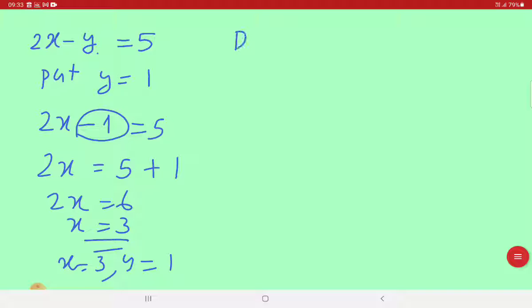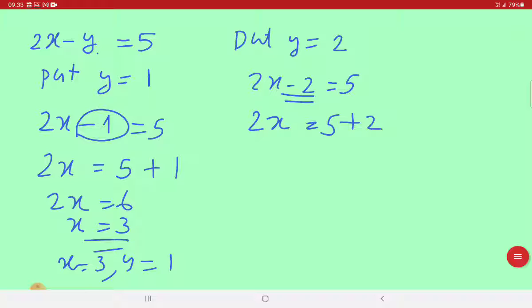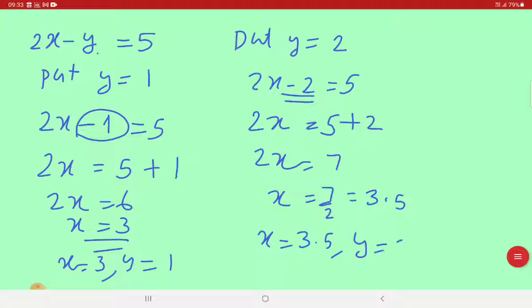Next put y is equal to 2. Then 2x minus 2 is equal to 5. 2x is equal to 5, see, minus 2 becomes plus 2. 2x is equal to 7. So x is equal to 7 by 2 or 3.5. So next solution, x equal to 3.5, y is equal to 2.